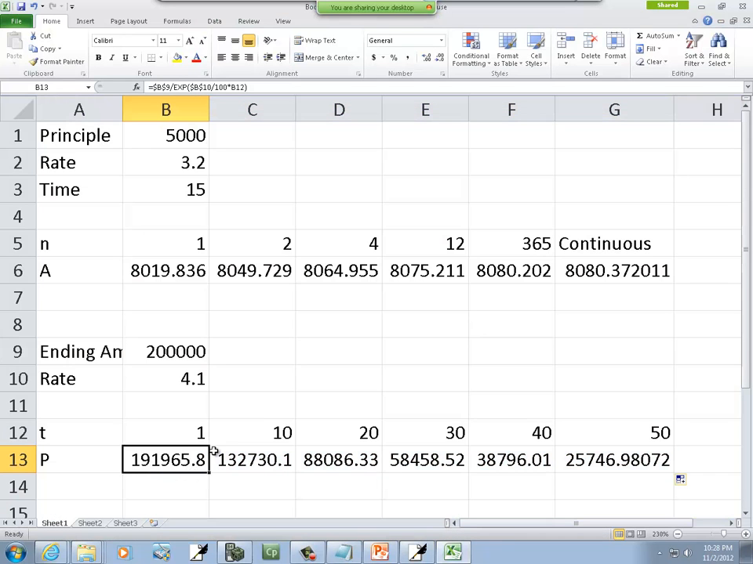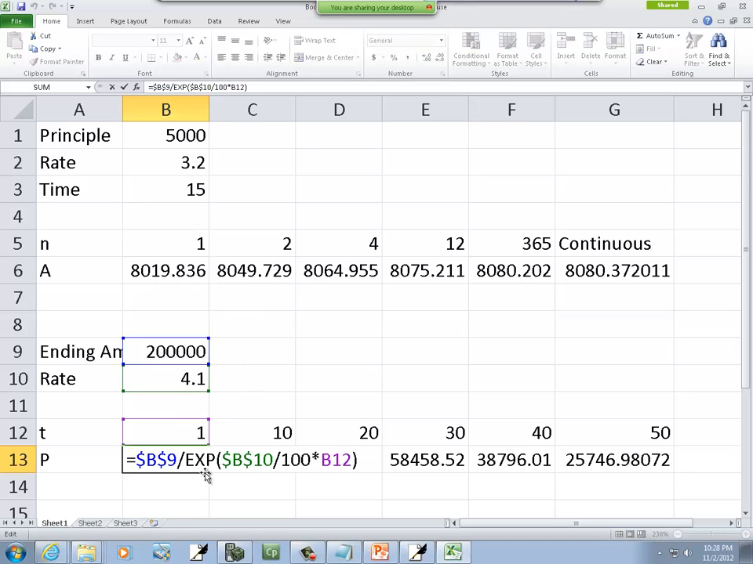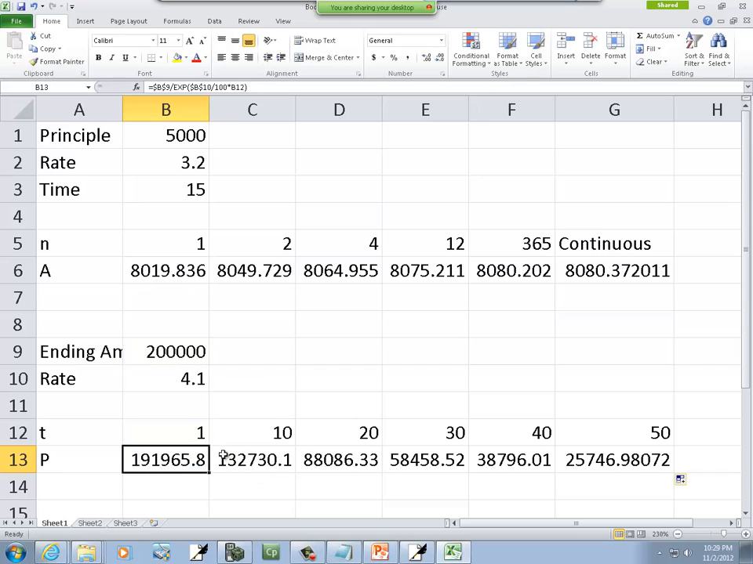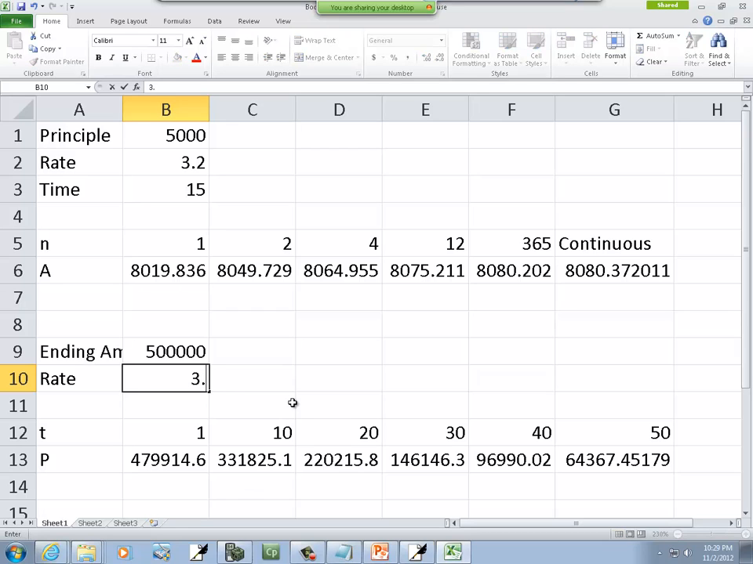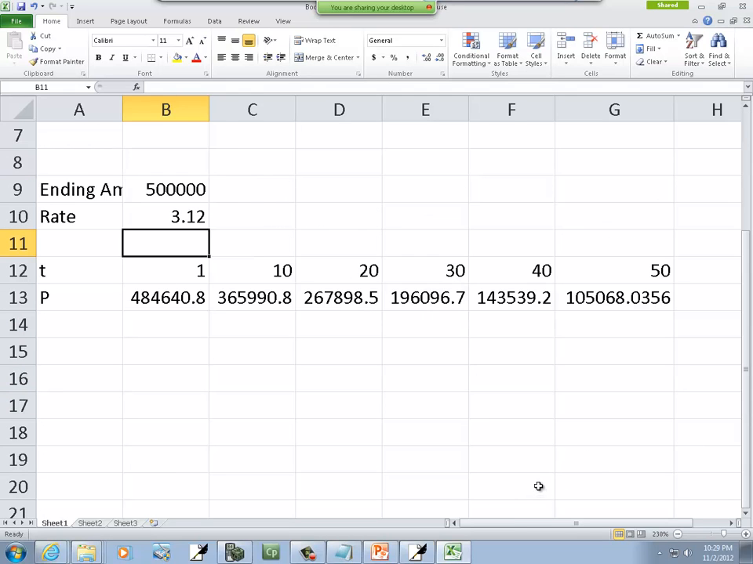Excel is so nice for this stuff. Getting used to these formulas will prepare you for working in the workforce. If you're an accountant, if you're a manager, and you have to do any kind of calculation at all, you should be using formulas in Excel. It saves so much time. Now if somebody comes in and says, I want my ending amount to be 500,000, you change that to 500,000, and you automatically get your new numbers. Or your rate changes on your account. It's now 3.12%. Come here, put in 3.12. Now it changes automatically. It is so nice.